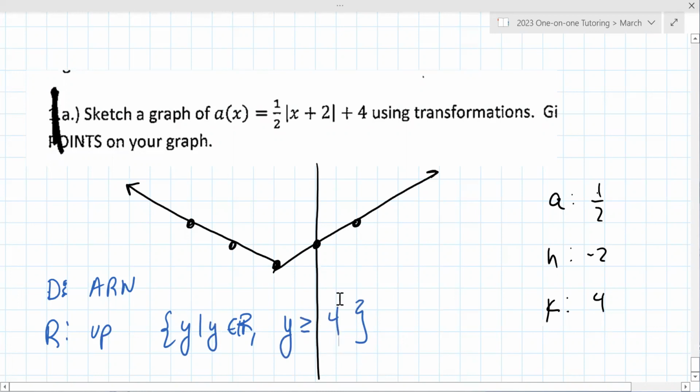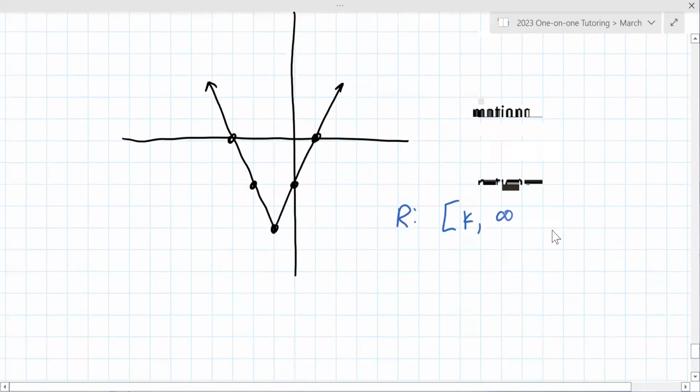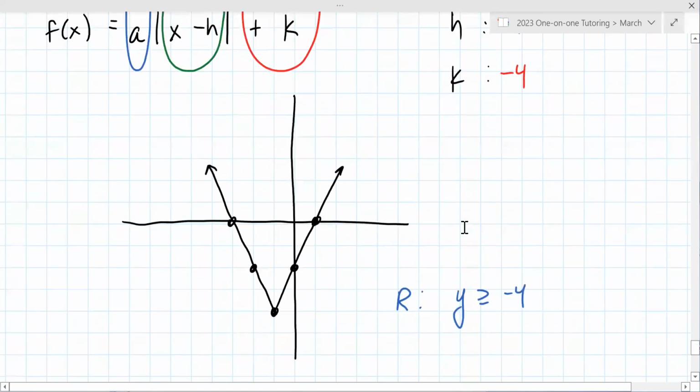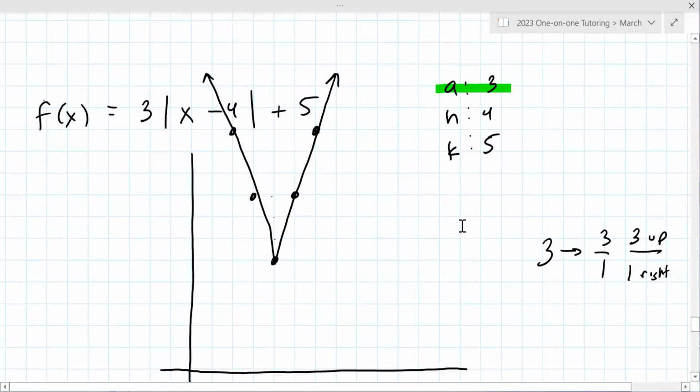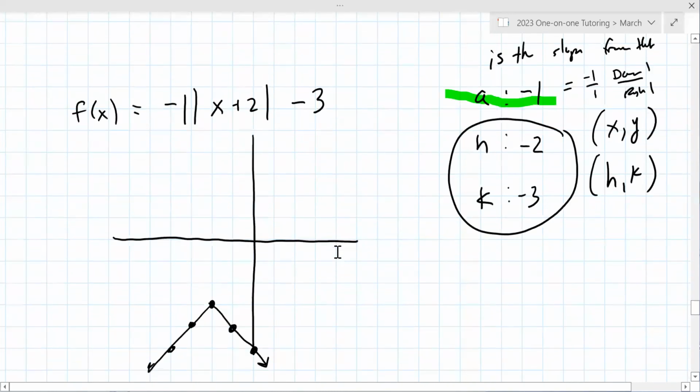Or +4. Yes. Got it. And if you want to shortcut that here, you can just write y greater than or equal to -4. I mean, you should write the full thing for your test, but for us, just trying to get this down, that's that. Now, there's another one that opens up. This is y greater than or equal to 5 for the range. If it opens down, it's y less than or equal to, but it's still the K value. Got it.